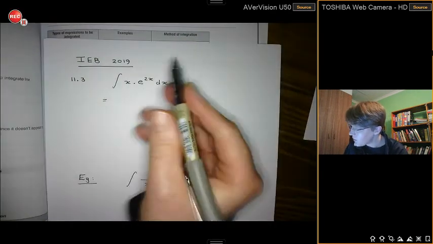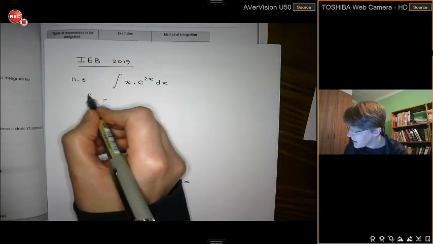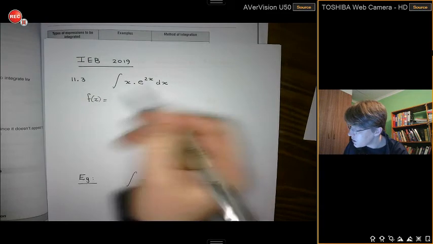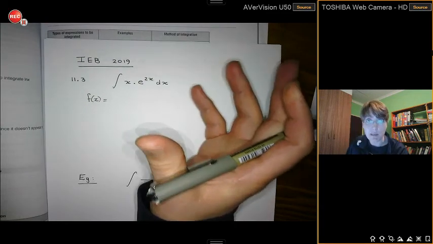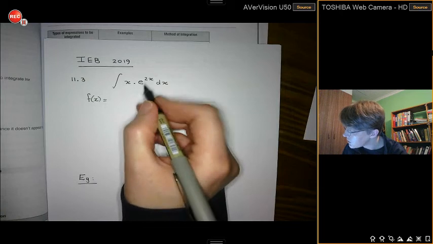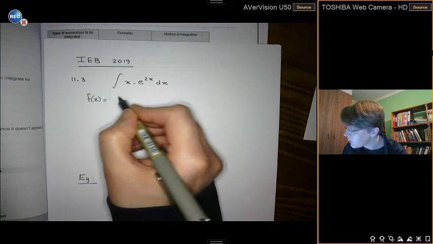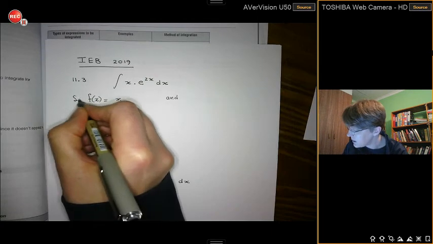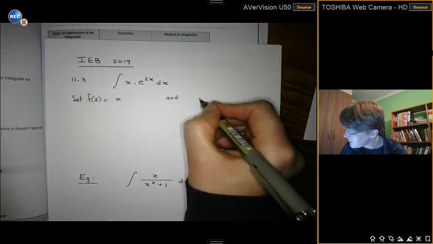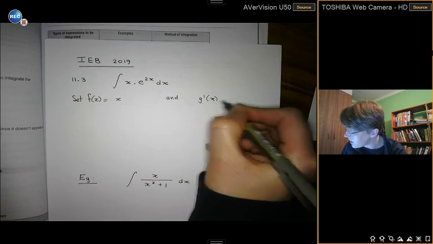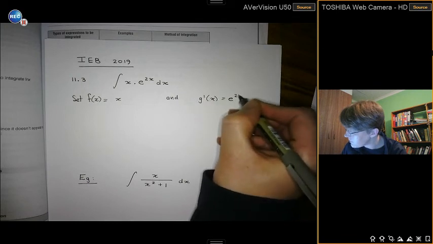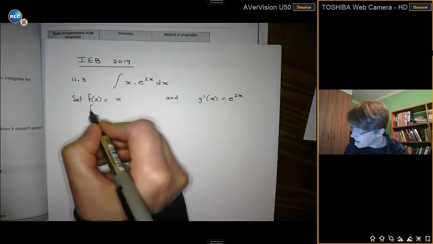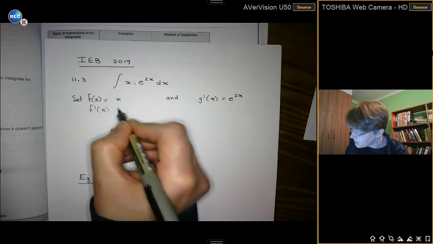So for this one, I have to set f(x), normally, except with ln x, we did that in the previous video, equal to the simple one, which is x. Just write set there. And we're going to set the derivative of g(x) equal to that compound function, which is e to the power of 2x.